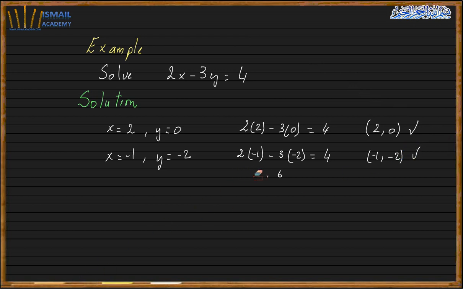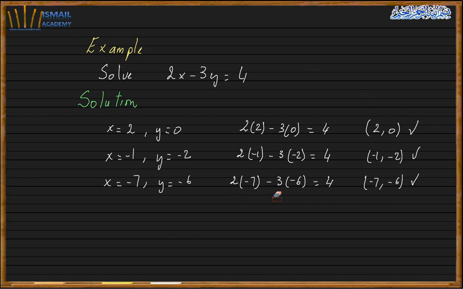If I pick another example, you will see that we have infinitely many choices. If I pick x equals minus 7 and y equals minus 6, I get 2 times minus 7 minus 3 times minus 6. Is it equal to 4? Let's check. This is minus 14, minus 18, and minus becomes plus, so plus 18. This is equal to 4. So I can say that (minus 7, minus 6) is a solution.